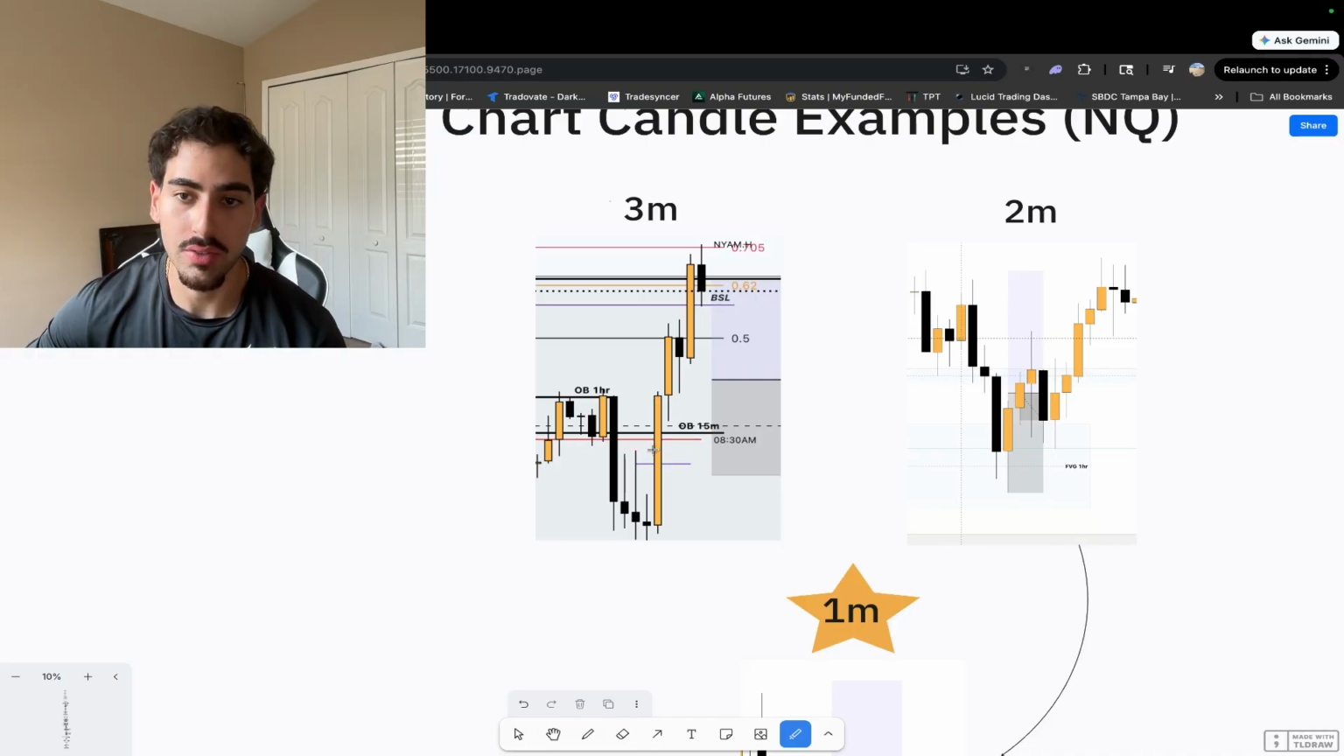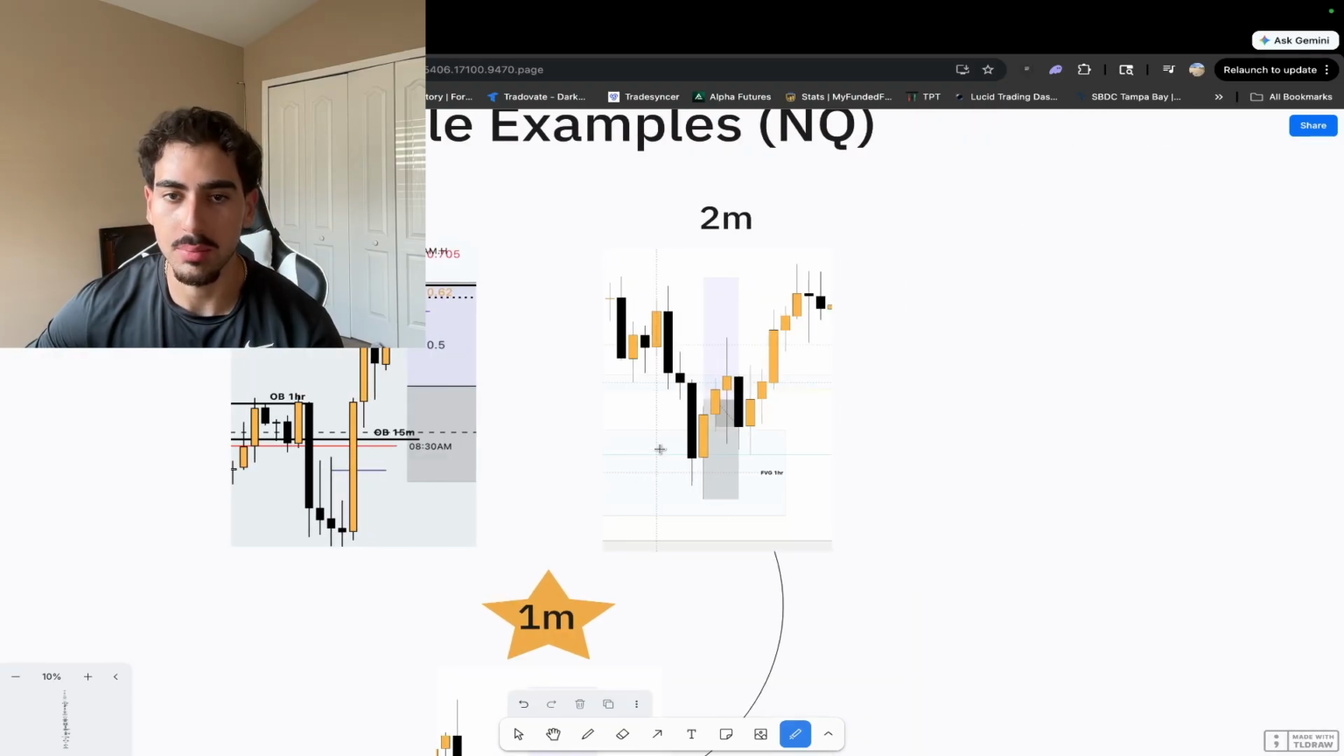Ideally, you'd want to wait for price to retrace back into this, but you can just enter off the closure, which is what most people actually do. Here is a 2-minute example, where price forms a 2-minute fair value gap right there, which price then inverses on the very next candle after tapping into, you guessed it, a 1 hour fair value gap.